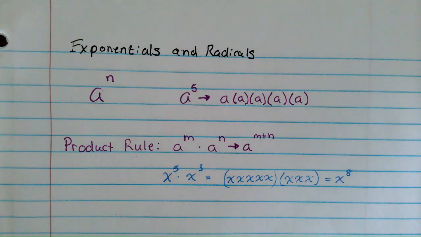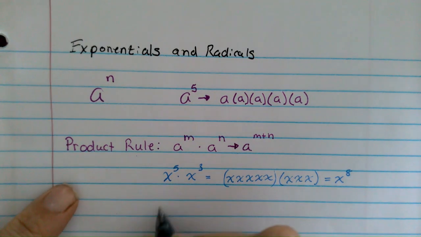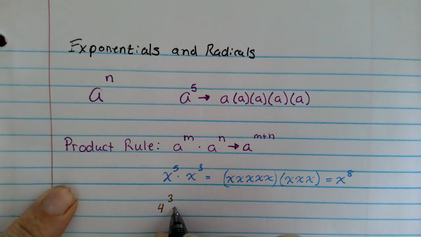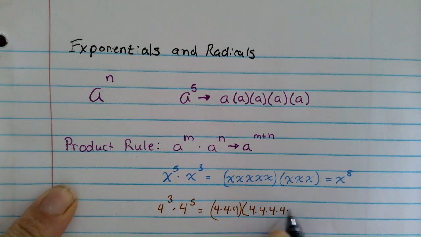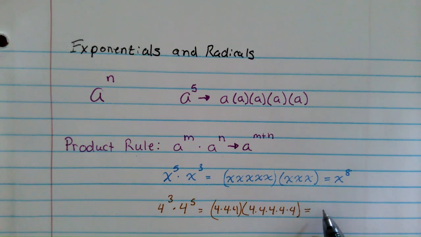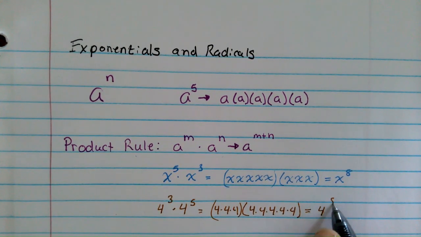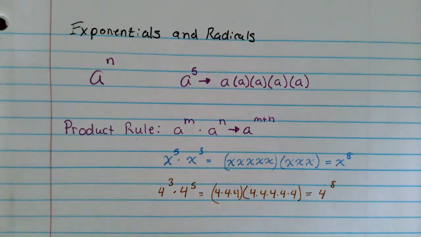Now, even if the base is numerical, for example, 4 to the 3rd times 4 to the 5th, that's still 4 times 4 times 4, 1, 2, 3, 4, 5. We still have a power of 8. Our base is 4. It does not become a base of 16 because we don't have 8 16s, we have 8 4s. So make sure you understand that your base stays the same when you're adding those exponents.